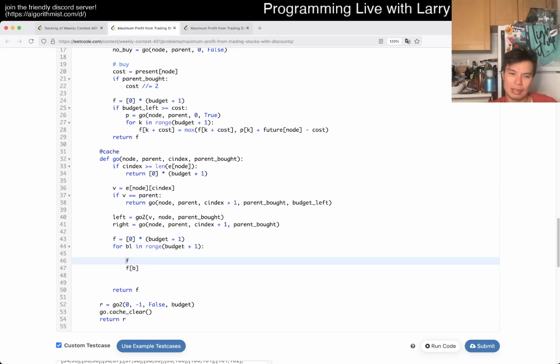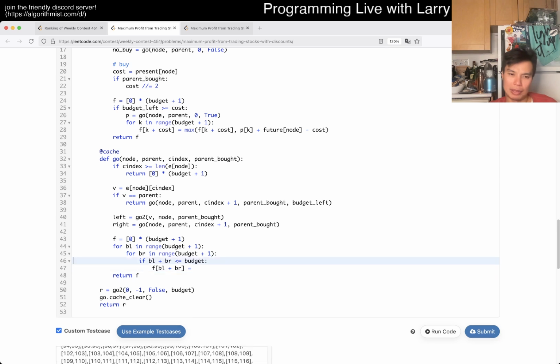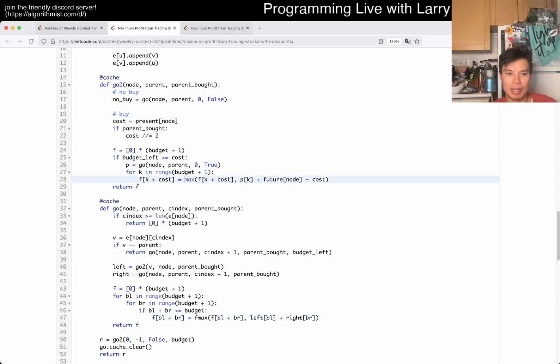Okay, so no, so I don't think I got rid of anything. If BL plus BR, right? Then now, I mean, maybe it is faster, but it's not because I improved the complexity. And then it's max of this. All right. Do I have? We have F max. I have. Okay.